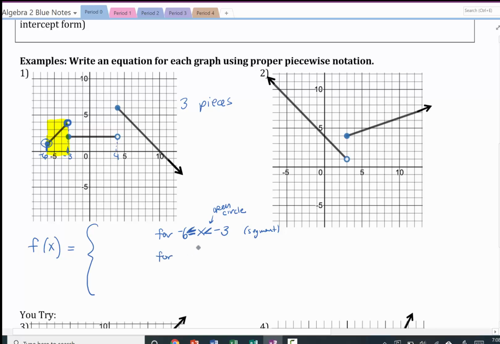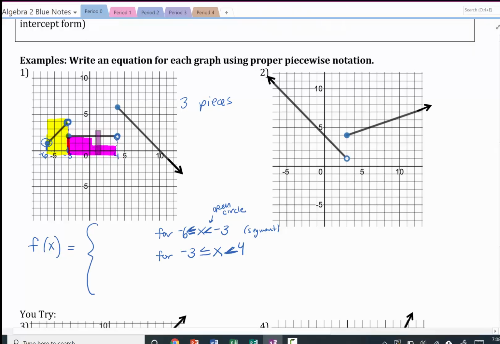Okay, so it's going to start at -3. I'm going to put a less than or equal to sign because it's a closed circle. I'm going to put another less than sign with no equal sign because it's an open circle right here. And then I'm going to put the greater value of 4. So that's referring to this section here from -3 to 4. And so that's this portion of the graph. It goes from -3 until 4. Okay, so that's referring to this domain piece here.